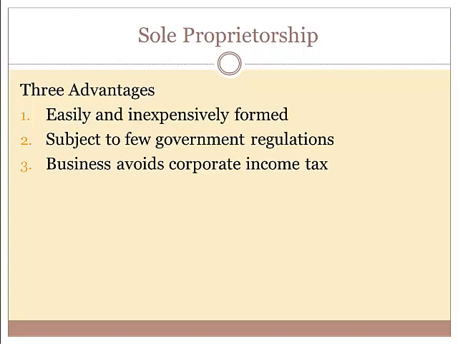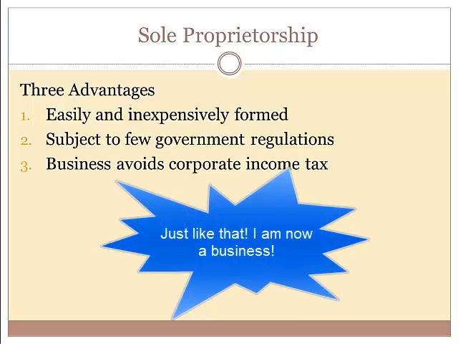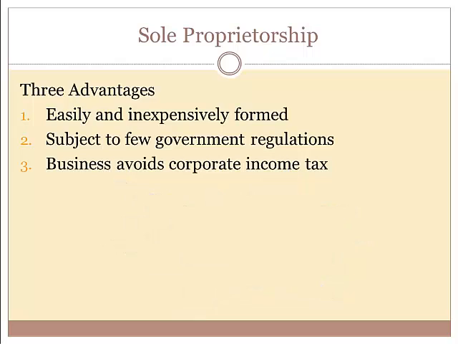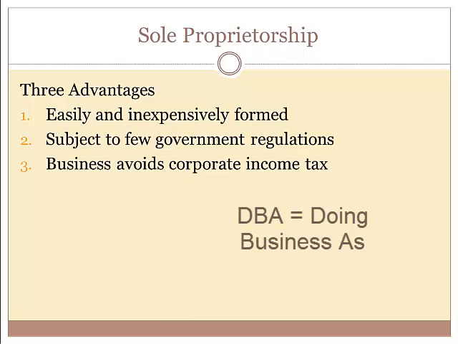The advantages of a sole proprietorship are that they are easily and inexpensively formed, subject to few government regulations, and they avoid corporate income tax. It's easily formed because all I have to do is just call myself a business and I'm a business. The only paperwork really necessary is if I want to start collecting and making payments in a different name, I might be required by the bank to fill out a DBA form, a doing business as form, and pay a small fee at the county. Aside from that, there are no other real regulations on that.